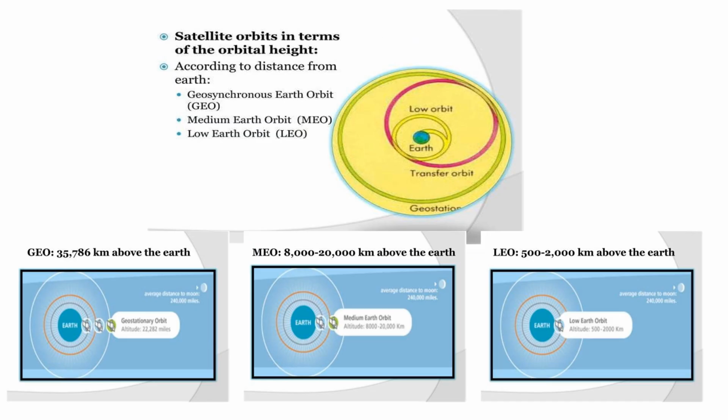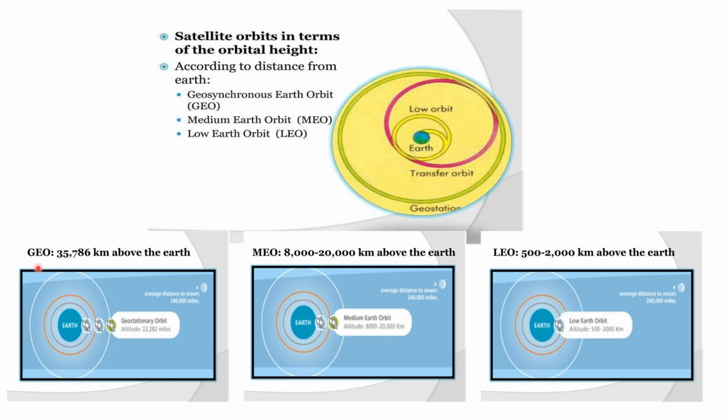Satellite orbit in terms of the orbital height. So I've got three classifications here. That is, according to the distance from the Earth, they are classified as geosynchronous Earth orbit, medium Earth orbit, and low Earth orbit. And these three diagrams represent the three satellite orbits in terms of the orbital height.